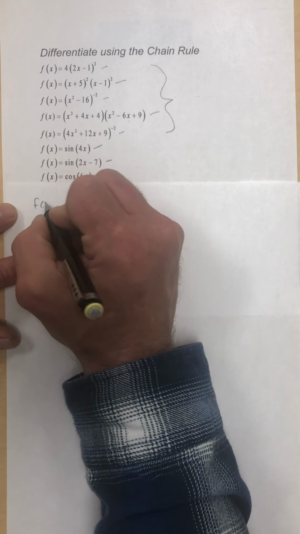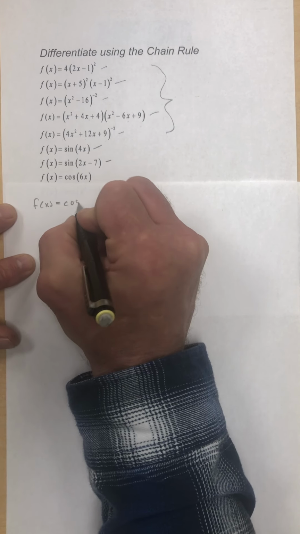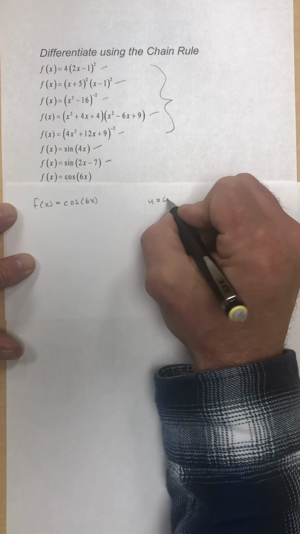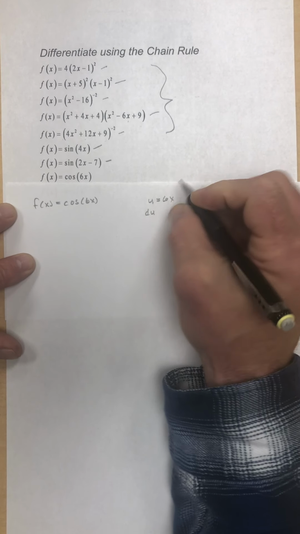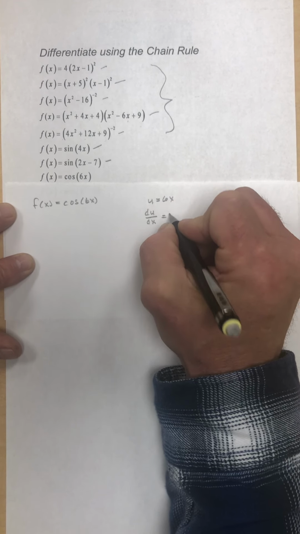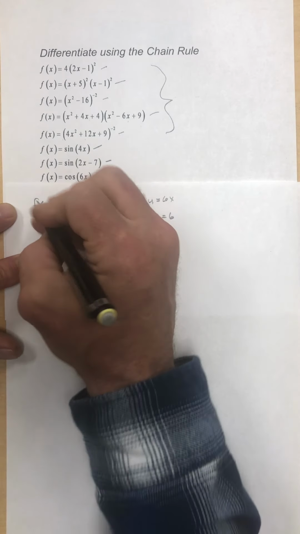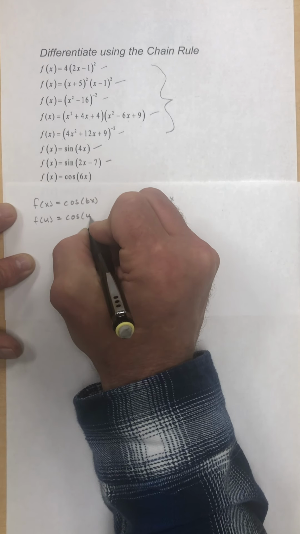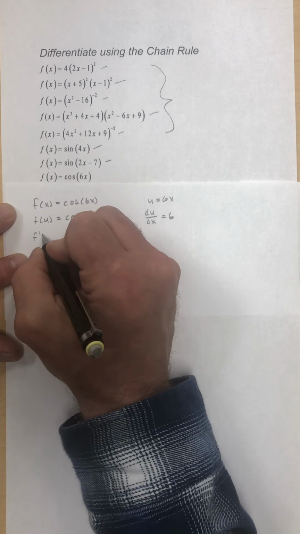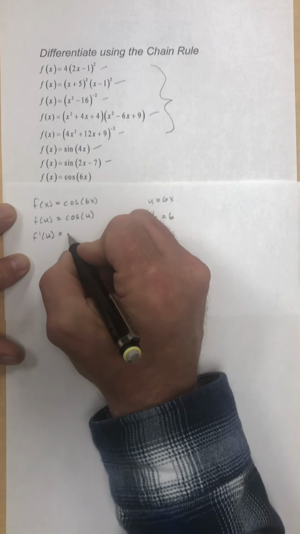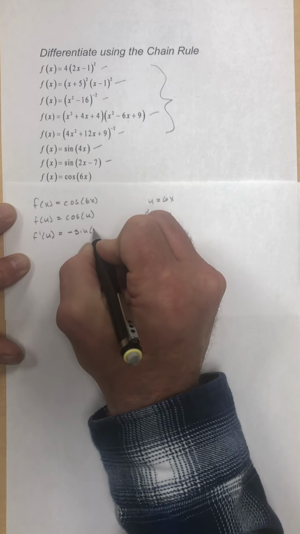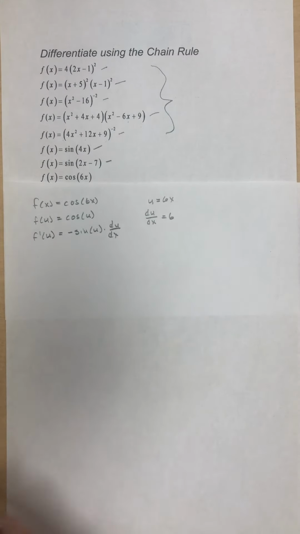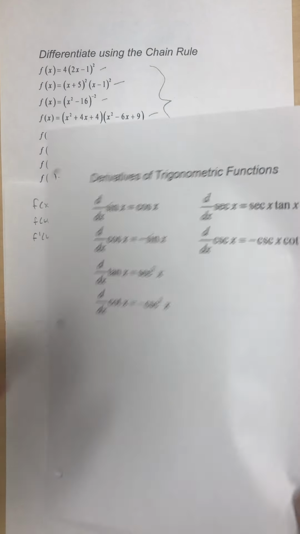All right, so we have f of x equals cosine of 6x. Once again, let u be what's inside, so let the u be the 6x. So your derivative of u, du dx, is just 6. Do your u substitution. So f of u becomes cosine of u, and then we take our derivative with respect to u. So f prime of u is the opposite of the sine of u times du dx. The derivative of cosine is the opposite of sine.